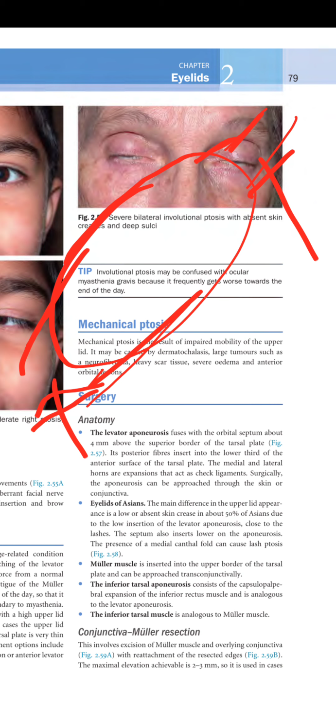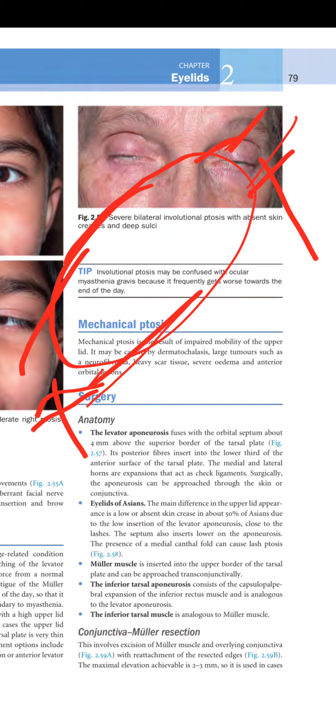Eyelids of the Asian: the main difference in the upper lid appearance is the low or absent skin crease in about 50% of Asians, due to the lower insertion of the levator aponeurosis close to the lashes. The septum also inserts lower on the aponeurosis. The presence of the medial epicanthal fold can cause lash ptosis. Müller muscle is inserted into the upper border of the tarsal plate and can be approached transconjunctivally.